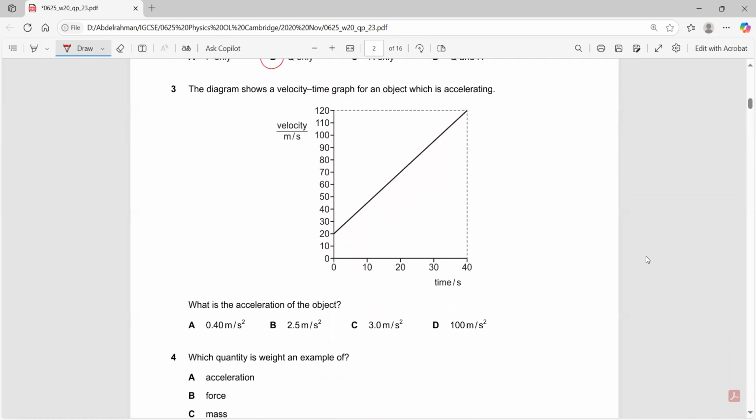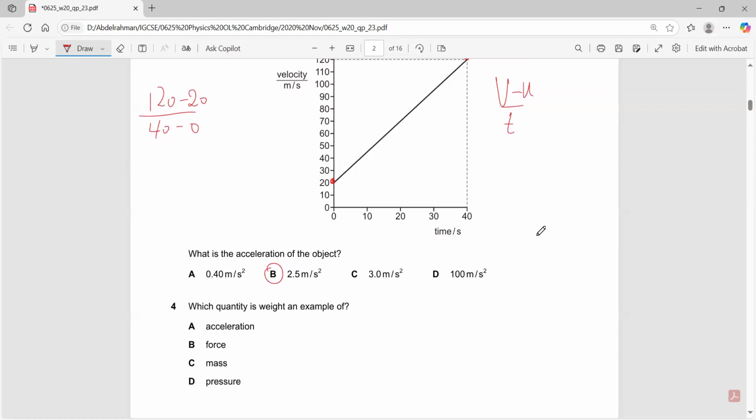What is the acceleration of this object? Can I find the acceleration? Yes, V minus U over T. Basically, you need to find the slope. Can I find the slope? Yes, 20, 0, and 120 and 40. So 120 minus 20 divided by 40 minus 0, right? Which is 2.5 meters per second squared.